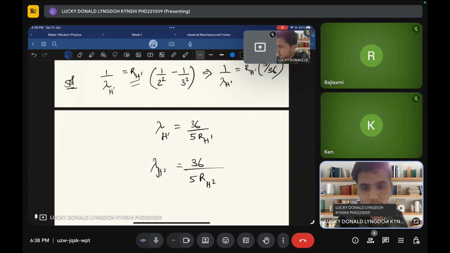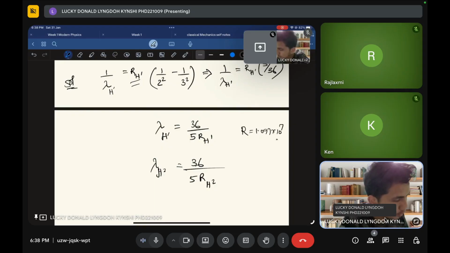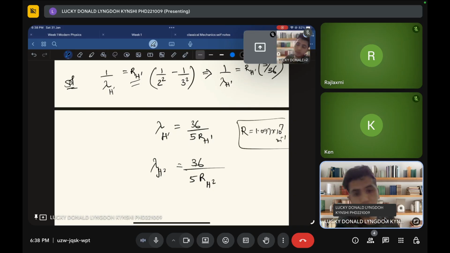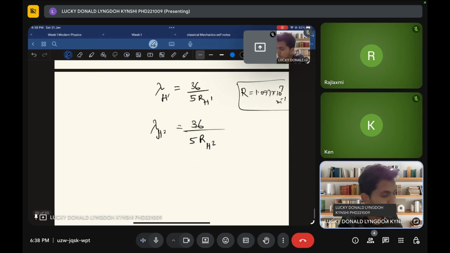This is the Rydberg constant. R is the same constant which I have introduced before, the Rydberg constant R, which is equal to 1.097 into 10 to the power 7 meter inverse. This is the same R which you know from Bohr's theory. But the only difference here is that you cannot use the value of simply R here. Why? Because the reduced mass also comes into the picture.